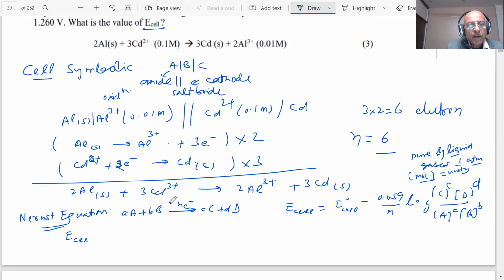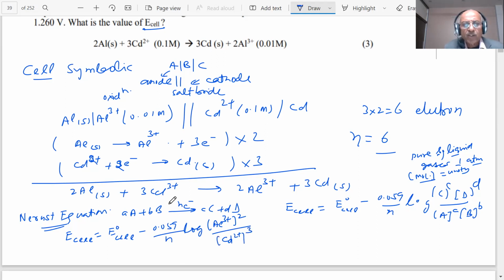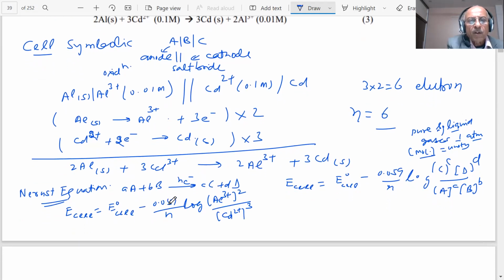E cell is equal to E naught cell minus 0.059 by n, where n is 6 here, the number of electrons. Log of the equation, solids are unity. Then you have aluminium 3 plus molar concentration squared, and cadmium 2 plus, cubed. So put the values of the molar concentrations and you will get the answer.